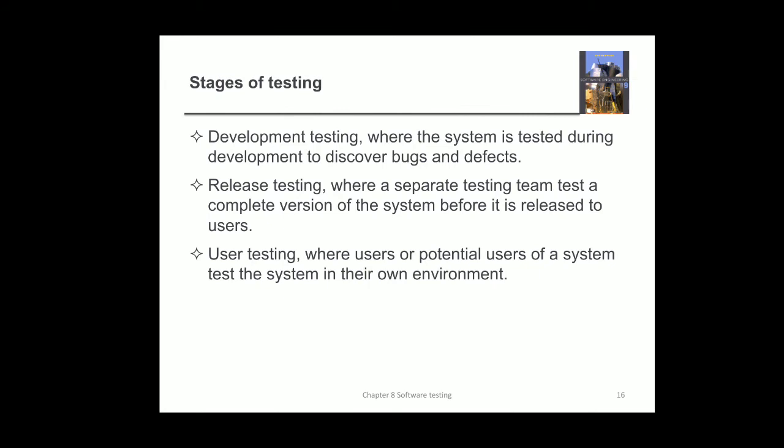Development testing is testing where the system is tested during development to discover bugs and defects. During the development process, we check things, and that testing is known as development testing. Then we have release testing, where a separate testing team is ready with their test data, and they test a complete version of the system before it is released to the users. Then the third kind is user testing, where users or potential users of a system test it in their own environment.